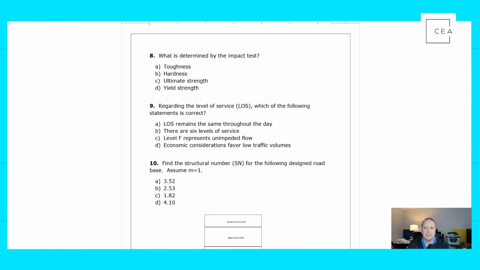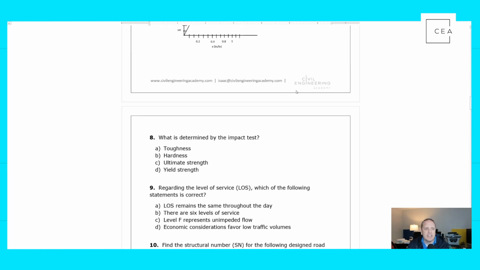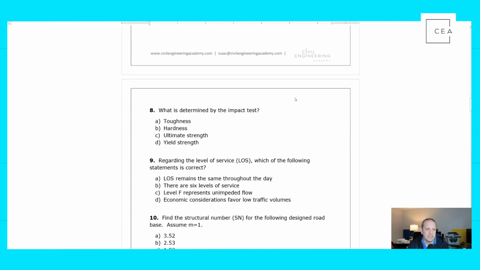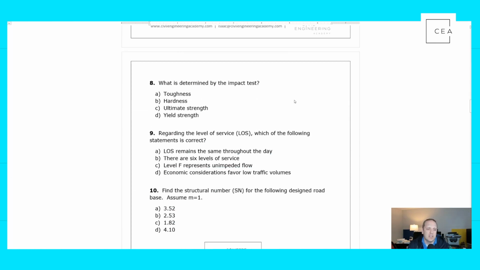What is the impact test? If you remember what an impact test is, it measures the energy in order to fracture a sample. So your answer selections here, it's asking what is determined by the impact test. A is toughness, B is hardness, C is ultimate strength, and D is yield strength. And again, that's related to our stress strain stuff, but it is dealing with materials.